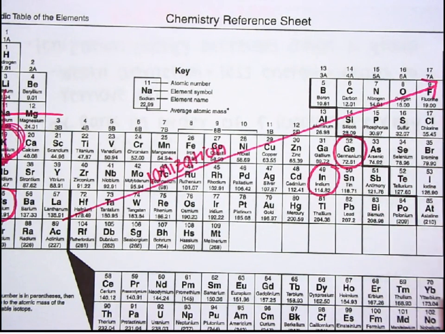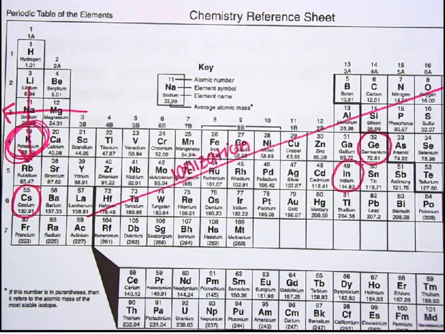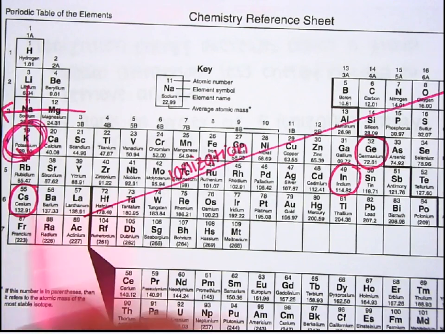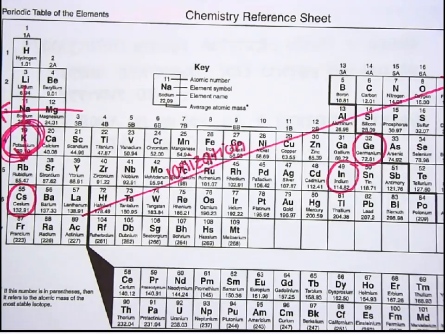So knowing that, we should be able to rank our 3 elements in order of increasing ionization energy. Cesium would have the lowest, followed by indium. Germanium would have the greatest ionization energy.